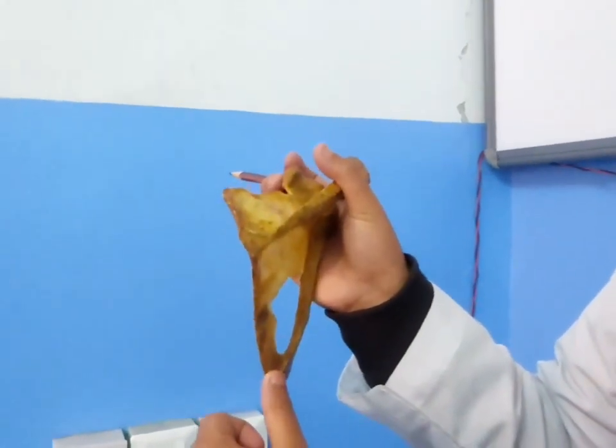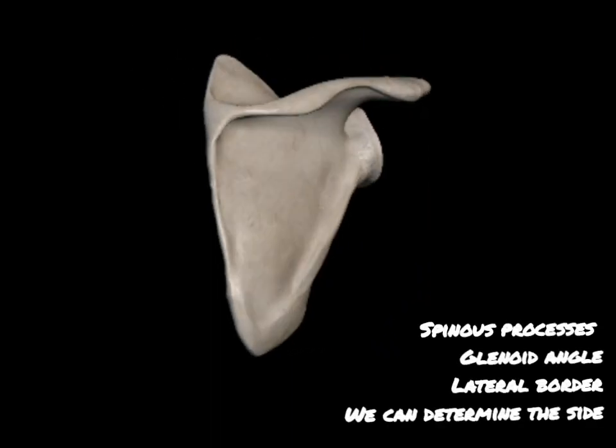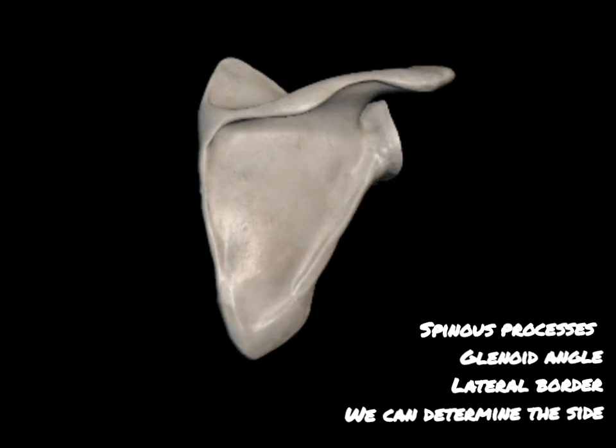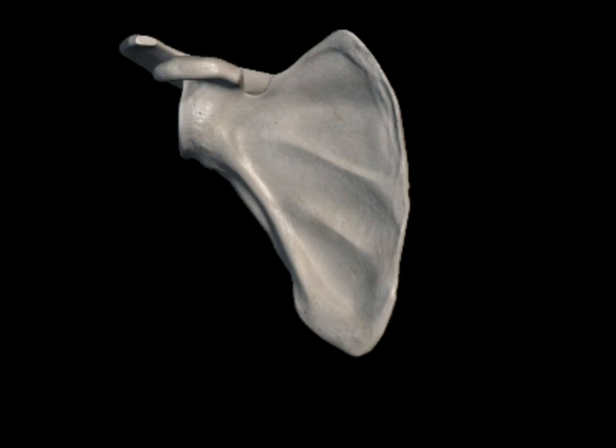Now, let us determine the side. This is the glenoid cavity, this is the glenoid angle, which will be on the lateral side, and this is the lateral border. In the posterior aspect, you can see over here, this is the spinous process. On the basis of the spinous process, glenoid angle and the lateral border, we can determine the side.